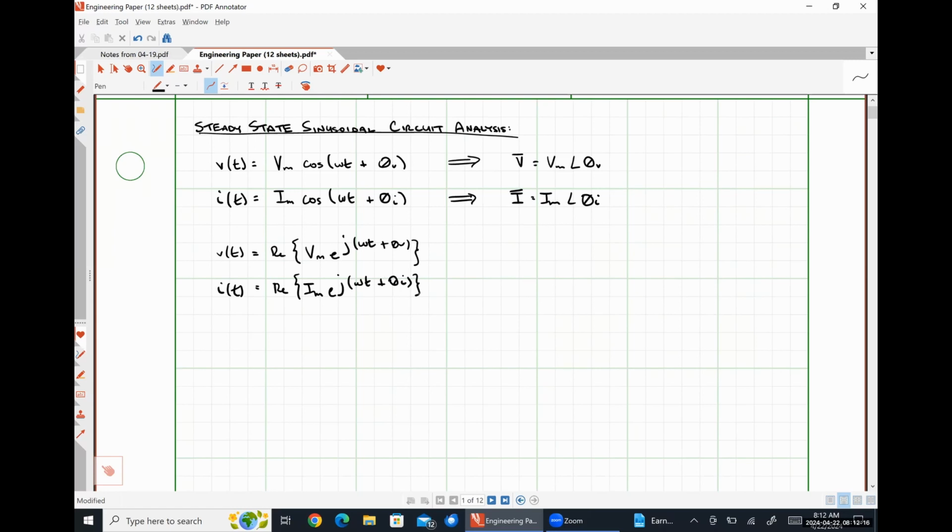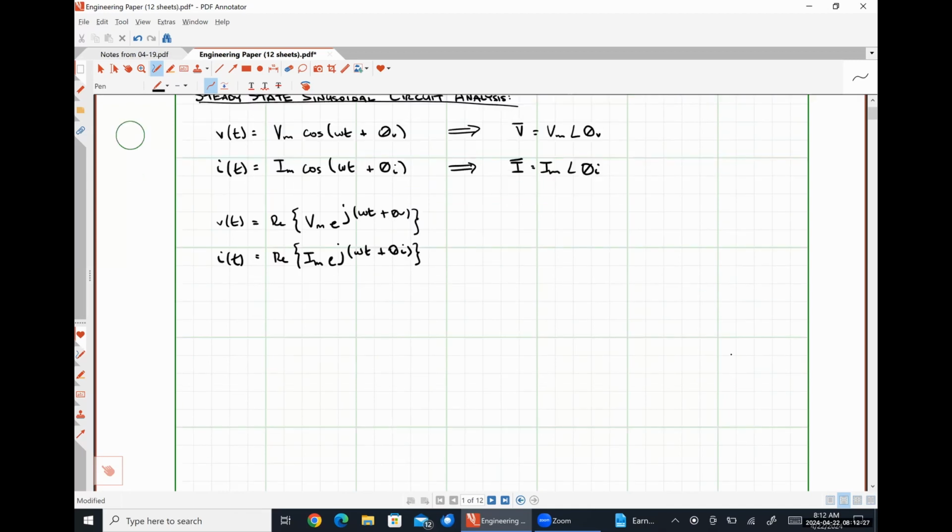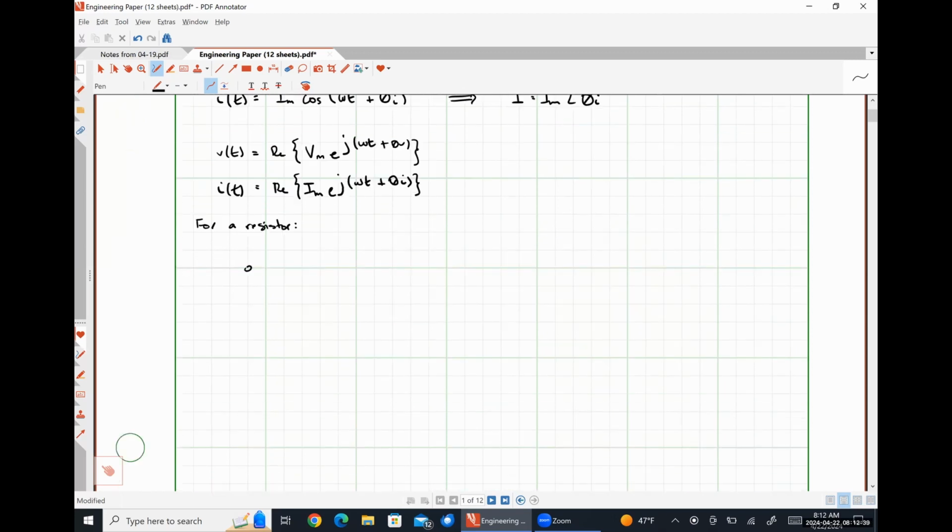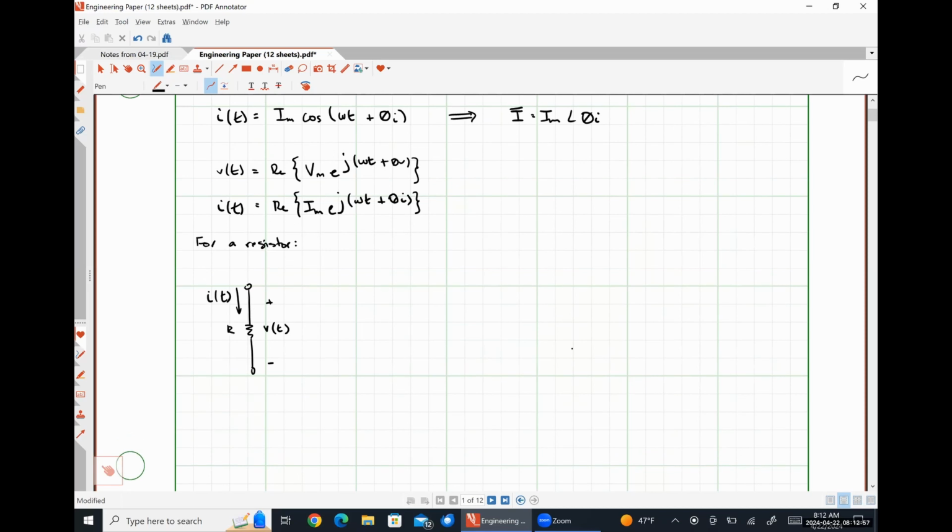So we're going to use these exponential form complex numbers to develop frequency domain relationships for all of our circuit elements. Again, this should be review from circuits one. So for a resistor, let's say that we have some generic resistance R, like so, where there is a time domain voltage drop across it and a time domain current flowing through it. And I'm going to use the v of t and i of t from up above.